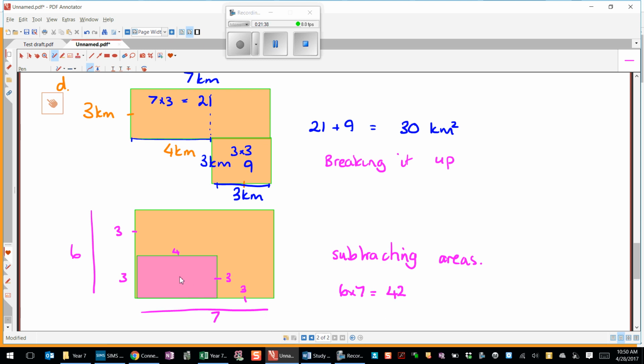And then the area of the pink one is 4 times 3, which is 12. Do 42, subtract 12 equals 30 again. So we get the same answer. We should hope so. Okay.